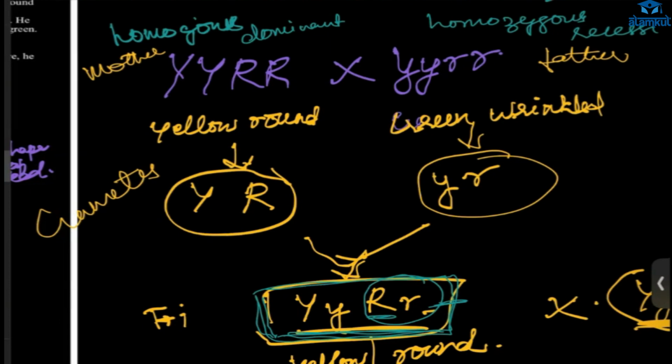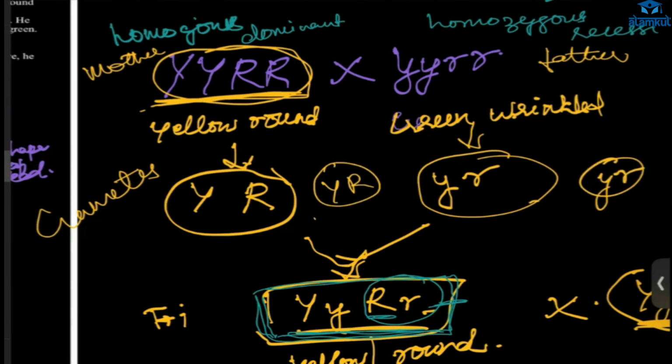So in the gamete here, how many types of gamete will be produced from this allele? Y. You can take only Y here and R here. And here only small y and small r, like this. Only this much gamete we can have, because these both are the same. That's why I am writing only YR.